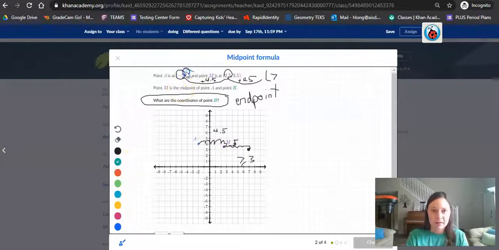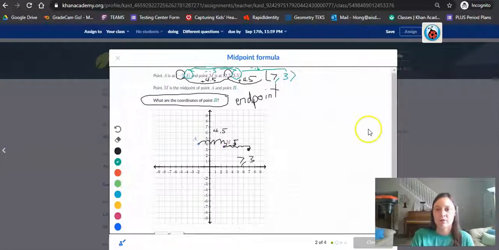Then I'm going to do the exact same thing here with my y. So to get from 4 to 3.5, I'm subtracting 0.5. And so then I just do another minus 0.5 and get a solid 3.